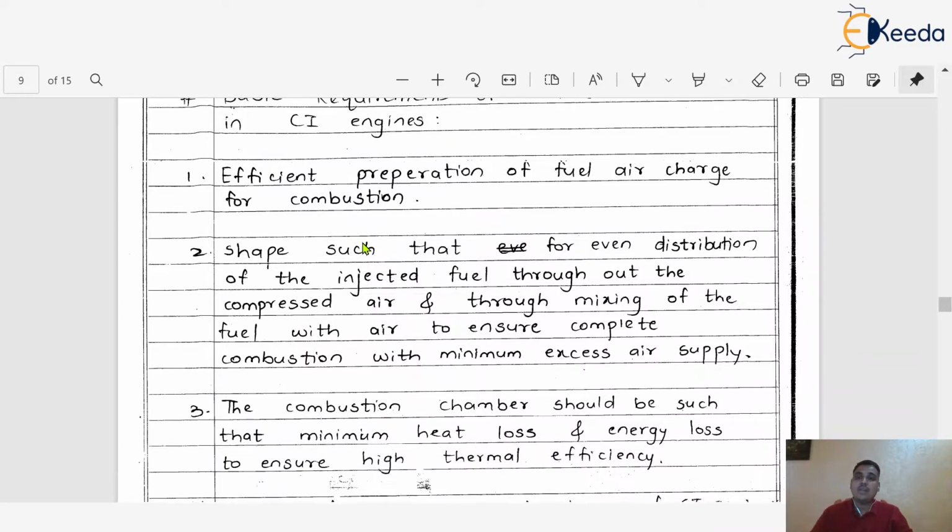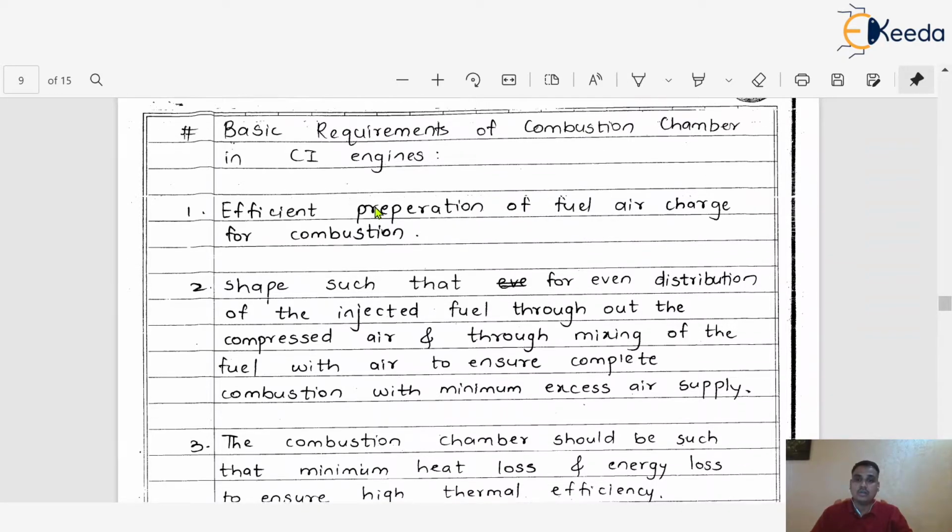The first requirement is efficient preparation of the fuel air charge for combustion. This is a very important basic requirement. The combustion chamber should allow efficient preparation of the air fuel mixture for combustion. If it is not there, then the combustion chamber is useless. There should always be sufficient space for efficient preparation of the correct charge of air and fuel which is required for the combustion. This is one of the basic requirements of a good combustion chamber in a CI engine.